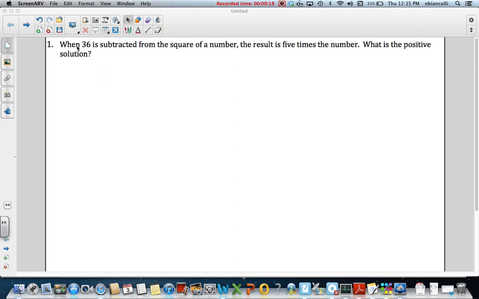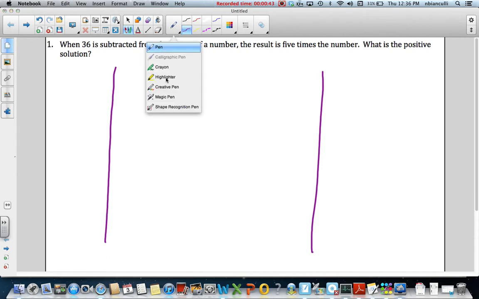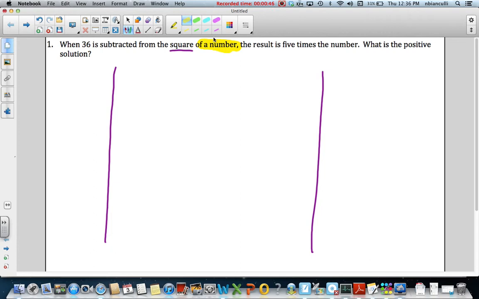Number one here says when 36 is subtracted from the square of a number, the result is 5 times the number. And it says what is the positive solution? So we have our 3 columns. The only thing that's really happening is that there's just some number. So we'll call that number x. We're just going to let x be the number.